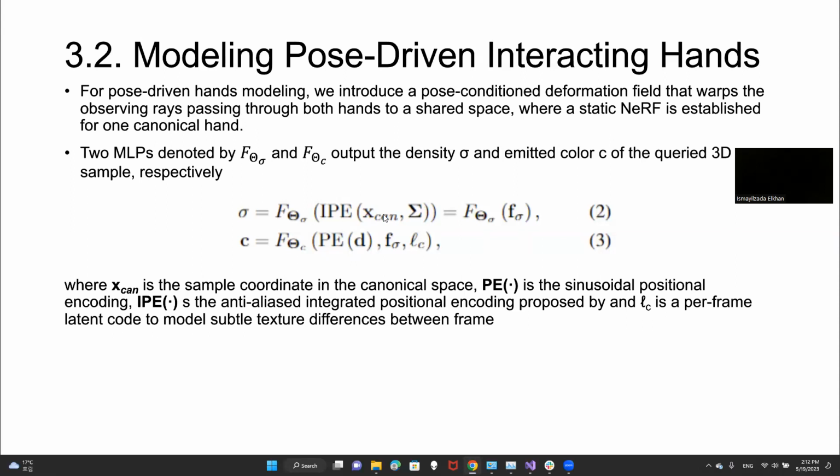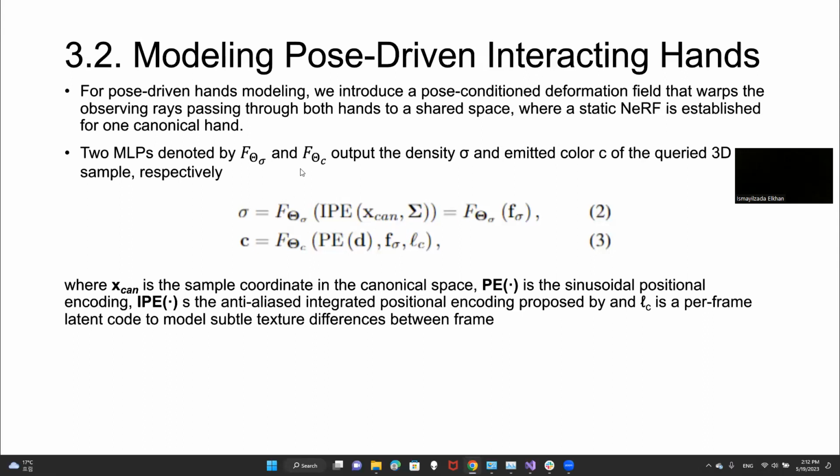And for both your hands, even though there might be two hands in the scene, you still use one single canonical space. So this canonical space, you can think of as more like a standardized representation whose only goal is to learn about the hands, learn about the NeRF representation of a particular hand.